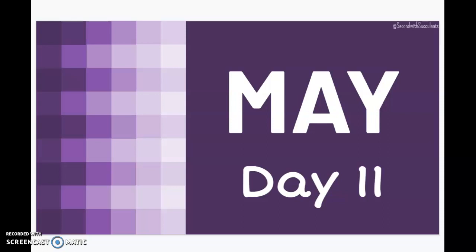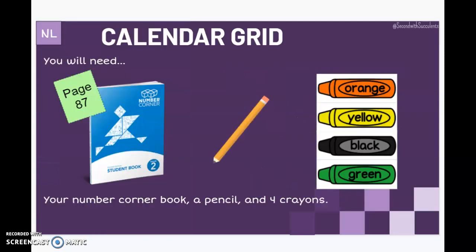For Number Corner today, we will be working with our calendar grid, filling in another picture grid. Here's what you need today. You will need your Number Corner book, and we will be on page 87. You will also need a pencil and 4 crayons. You will need 1 orange, 1 yellow, 1 black, and 1 green crayon. You can pause the video now to get what you need.